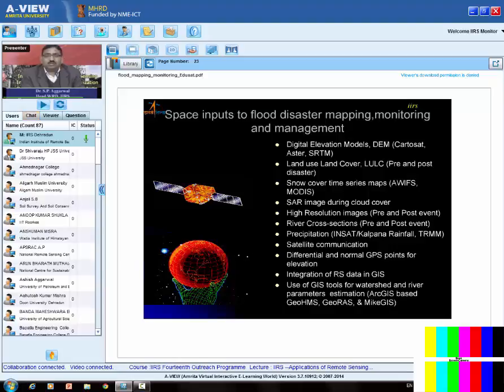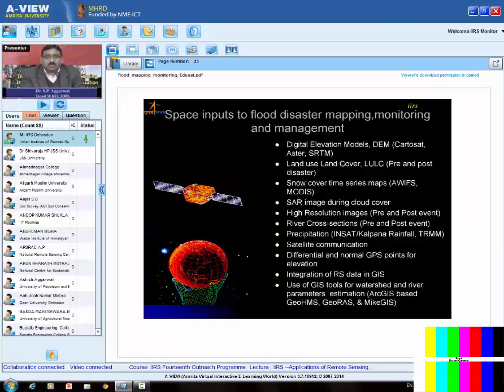You know that digital elevation model. The famous one is the Cartosat DEM, which is available on our website. We have ASTER. These are the two DEMs which are basically through stereo pair, optical stereo pair. Then from radar, SRTM is available now free of cost. Land use land cover map is also important, pre and post disaster event, so you can differentiate. Snow cover time series maps.